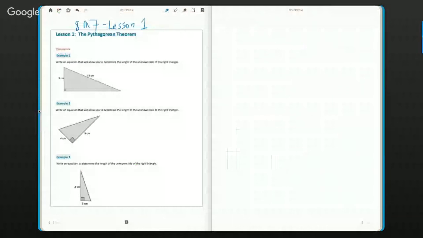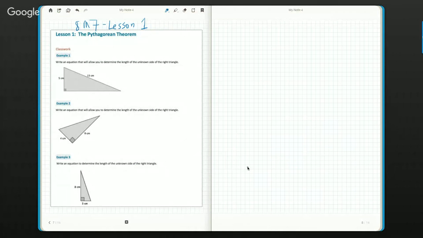What I'd like you to do now, as we go through this lesson, is have 8M7 lesson 1 in your binder. Have that in front of you because we're going to be working problems straight from that lesson. So take a look over here. This is the beginning of unit 8M7, and we're going to use these examples to work through, and you will help me solve these problems, and then we will come to class ready to do more problems on Monday.